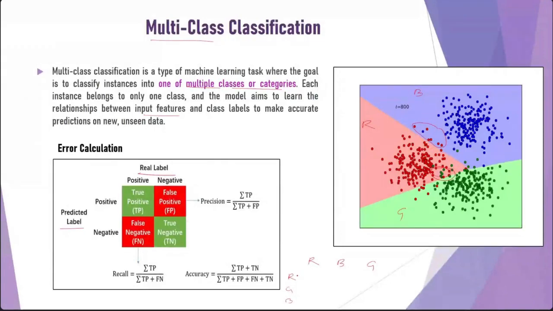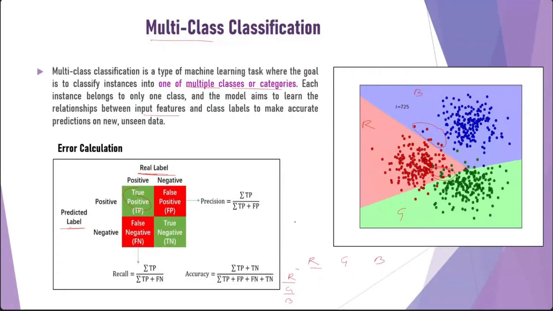This means how many of the predicted values match with the real values. So red with red matches, green with green matches, and blue with blue matches.